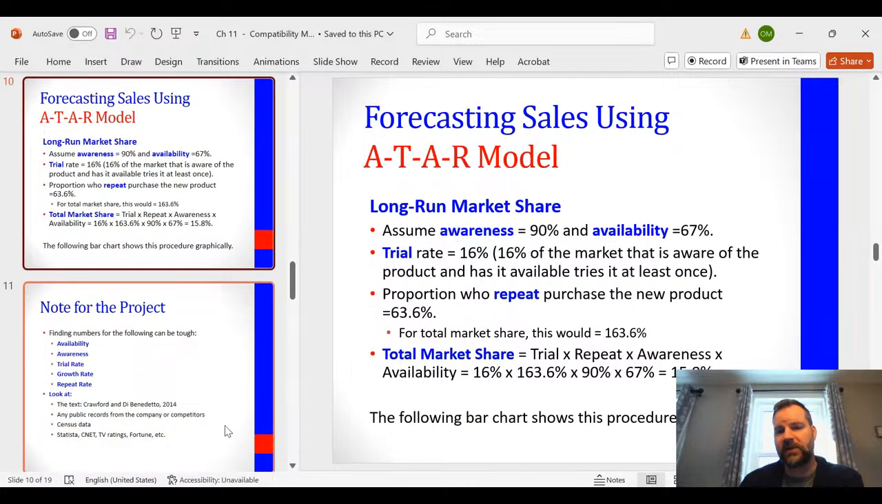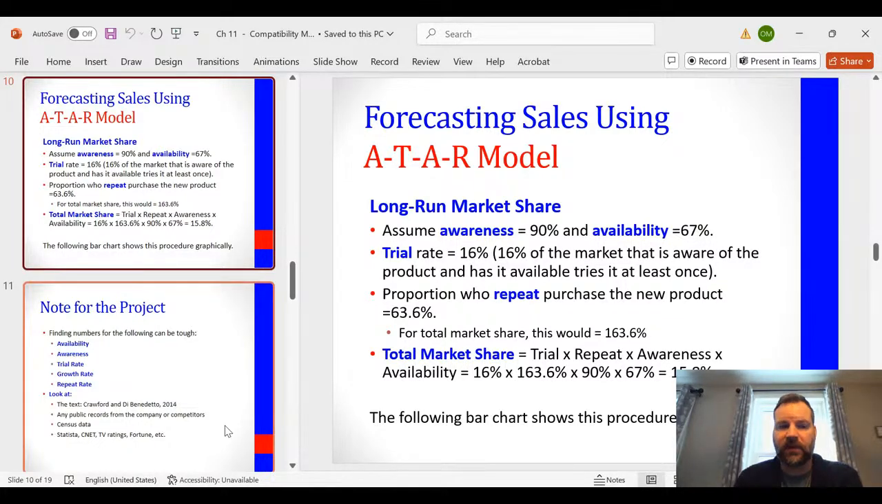You could also put these into the ATAR model, which we've talked about, right? Awareness, availability, trial, and then repeat. We haven't talked about repeat, but for a lot of products, whether it's coffee or cell phones, people repeat purchase. They don't just buy one version. So you can add that metric. And now, again, you're making some minor changes to your calculations.